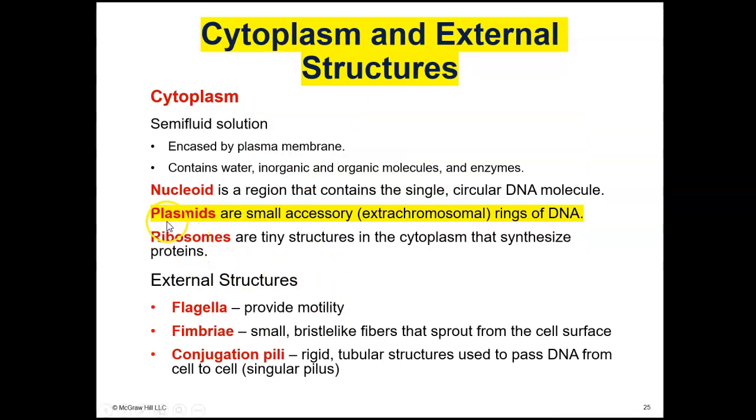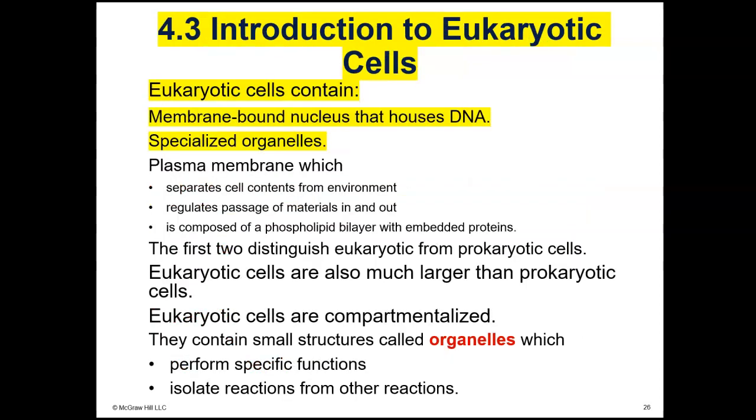Now, I highlighted plasmids here because we didn't talk about that yet. There's not a plasmid in the picture, but sometimes prokaryotic cells will have small accessory rings of DNA that are extra to the large single circular chromosome. And sometimes they'll carry extra genes like antibiotic resistance. So those are called plasmids.